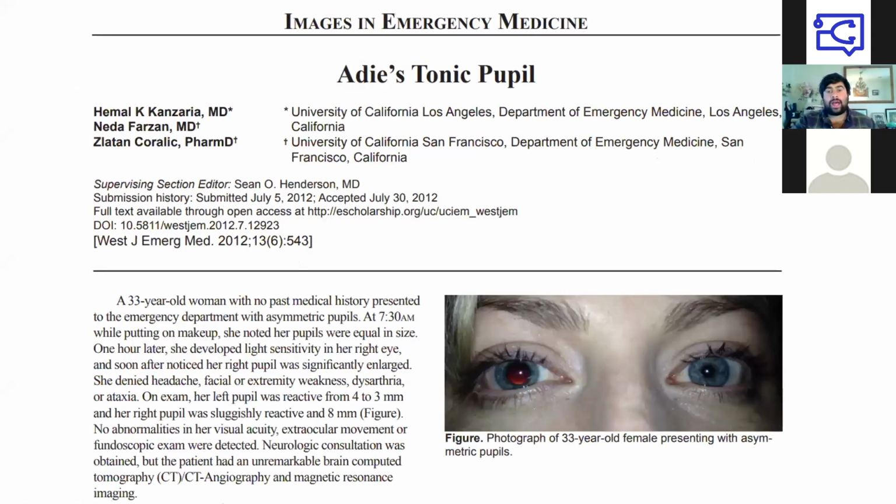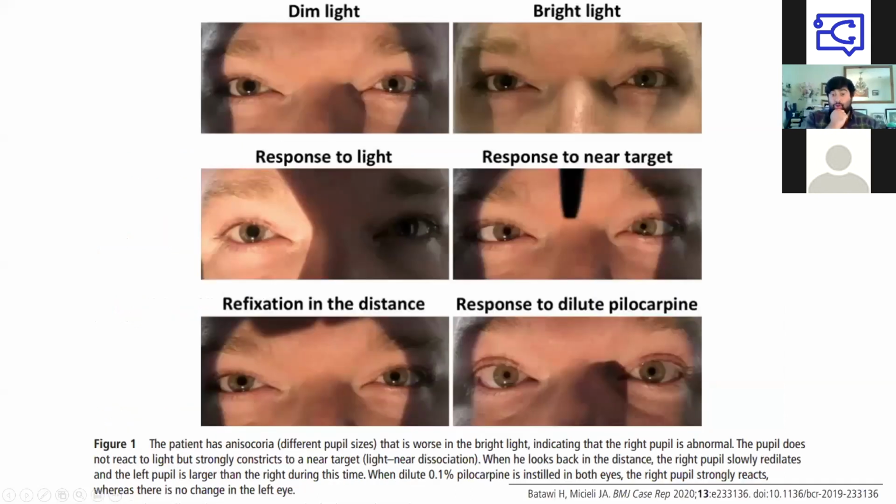So this is a nice paper that I found, again, online. A 33-year-old woman with no past medical history, she noted that her pupils were unequal in size. You can Google this paper if you like. You can see this really nice picture. This lady has a right-sided mydriasis. And they did lots of investigations and found nothing and reassured her and discharged her. This, I think, is a really, really nice set of photos. The link to the paper is here at the bottom right.